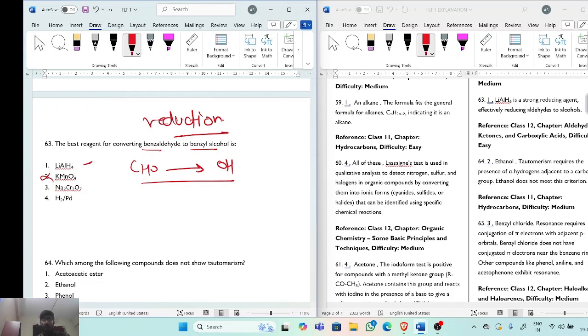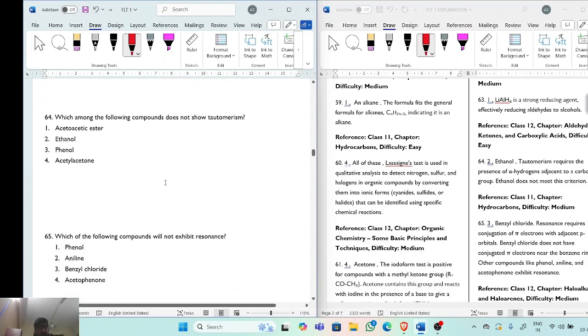KMnO4, no, it is an oxidizing agent. Na2Cr2O7 is also an oxidizing agent. H2 and Pd, yes, this is a reducing agent as well. But lithium aluminum hydride is a strong reducing agent, and a strong reducing agent is required here to convert benzaldehyde directly to benzyl alcohol. So the best reagent will be lithium aluminum hydride, and the correct answer will be option A.